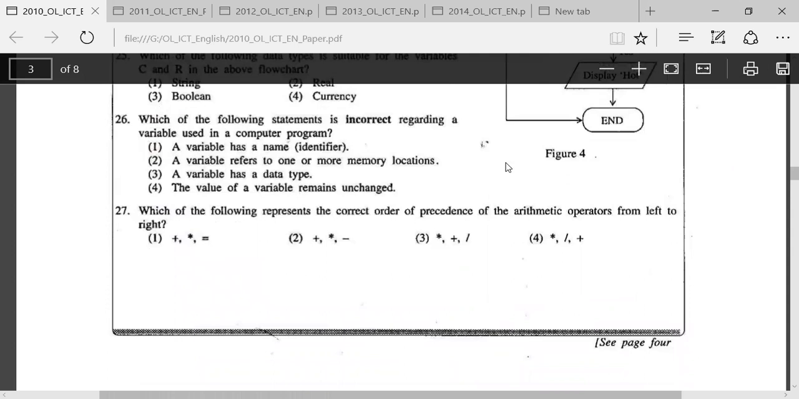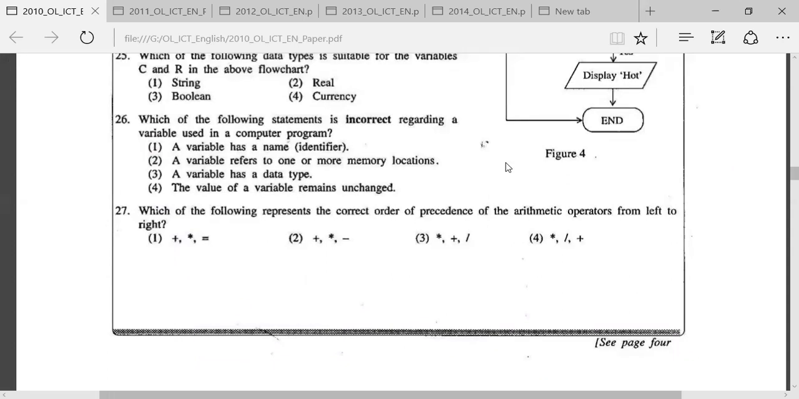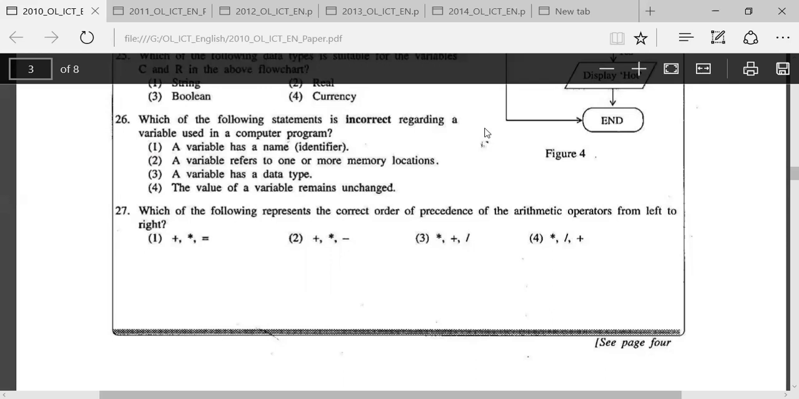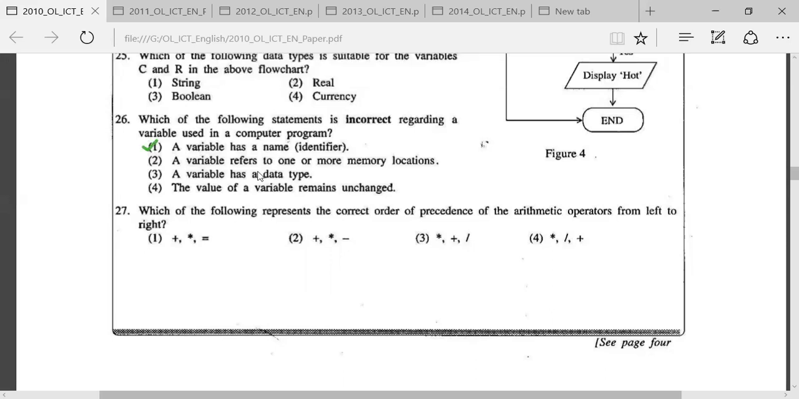Question number 26. Which of the following statements is incorrect regarding a variable used in a computer program? Statement 1: A variable has a name. Definitely, a variable will have a name. Right? That is fine.